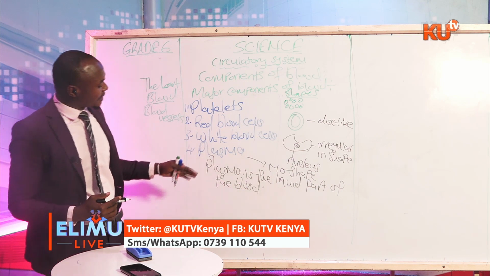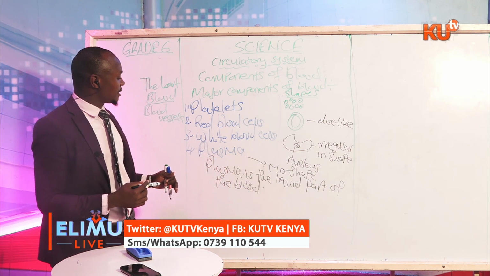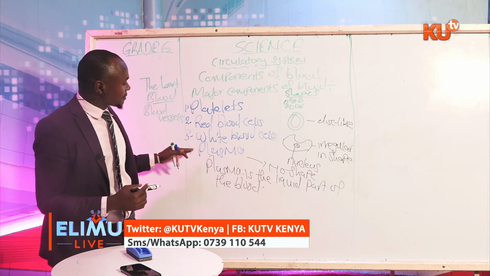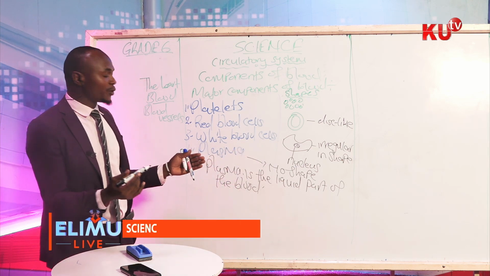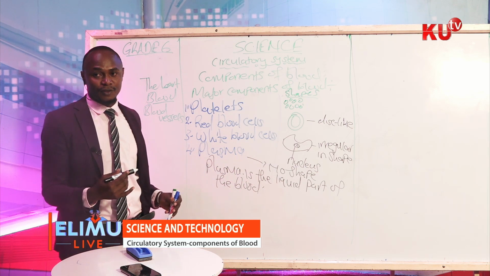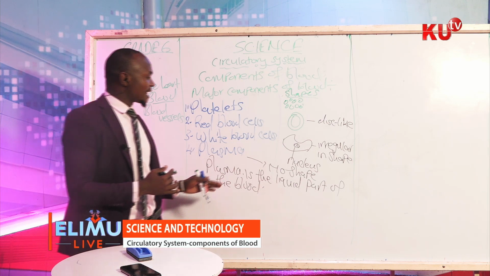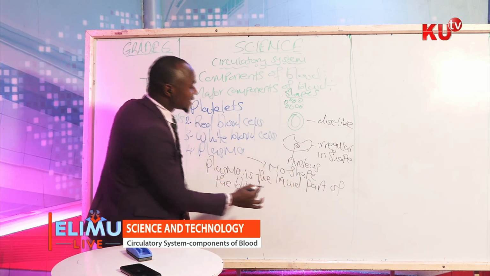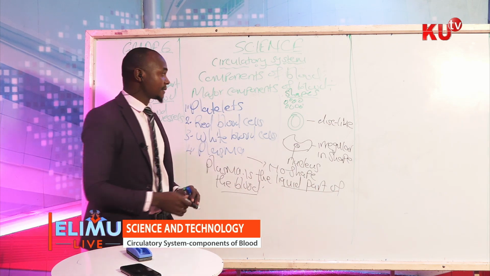Having discussed the properties, plasma doesn't have a definite shape. We normally say that liquids don't have shape. They occupy the shape of the container. So that's why plasma doesn't have a definite shape, because it is the liquid part of the blood.